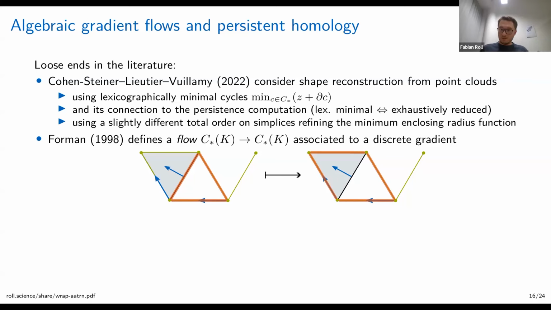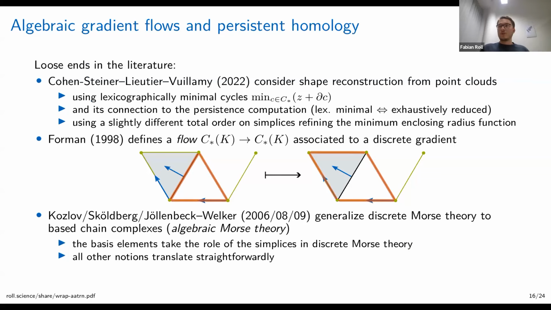Okay, so good. Now, because we want to do persistence, we need a slight generalization of discrete Morse theory, which is for based chain complexes, and this was developed by several authors. I won't dive into the details here, but it is only important for us to remember that it is essentially the same as discrete Morse theory, but the basis elements take the role of simplices in discrete Morse theory, and all other notions translate basically straightforwardly. So it's basically like discrete Morse theory, but just in an algebraic way.